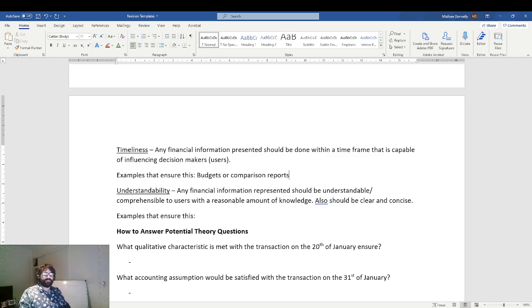Understandability, hopefully I'm doing that with you guys. Let's try it again. Understandability. Any financial information represented should be understandable and comprehensible to users with a reasonable amount of knowledge. Should be clear and concise. So this is formatted reports. Any reports you make should be clear and understandable.